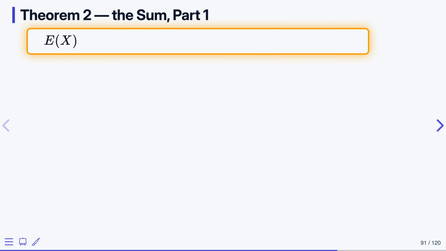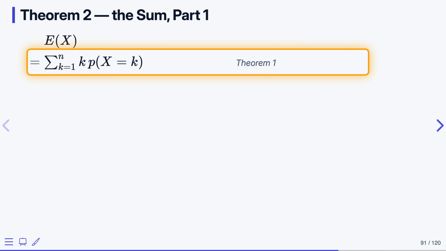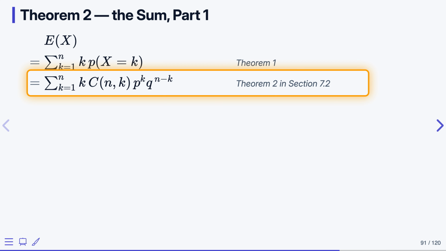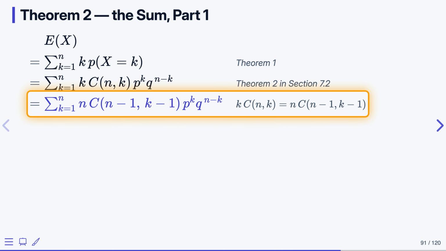We start with the expected value of X. Theorem 1 turns it into a sum over the values k, each multiplied by its probability. Now replace that probability with the binomial formula from section 7.2. The awkward part is the factor k in front. There is an identity that removes it. k times C(n, k) equals n times C(n minus 1, k minus 1). Apply it, and the loose k is gone. We continue on the next slide.